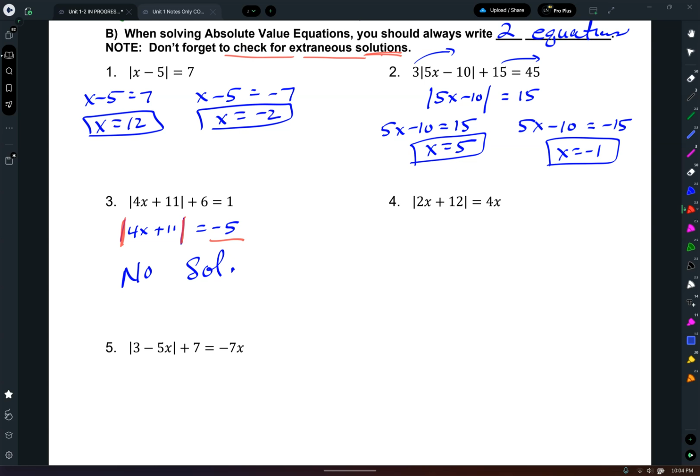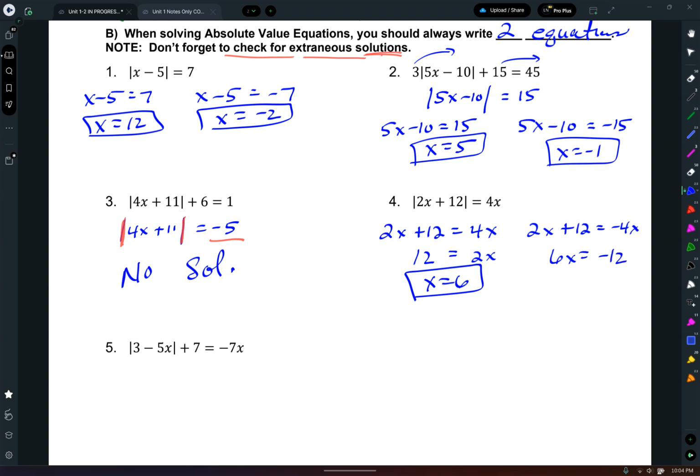Okay, so look at number 4. Absolute value is already by itself. So let's write our two equations. 2x plus 12 equals positive 4x. Or 2x plus 12 equals negative 4x. Solve each one. So let's see, 2x, I'm subtracting 2x, divide. There's one solution. Over here, I'm going to add my 4x. I'm going to get 6x, move the 12, negative 12. x equals negative 2. Okay, two solutions.